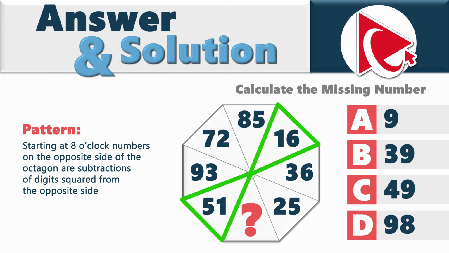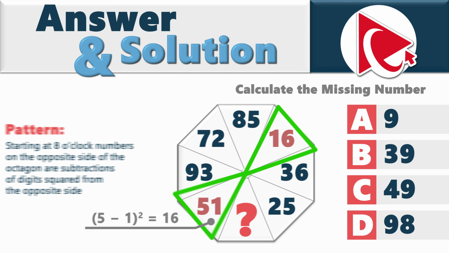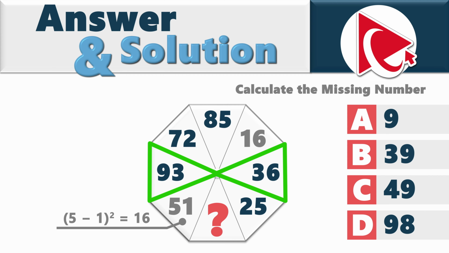Let's look at the example. At 8 o'clock, we see the number 51. At 2 o'clock, we see the number 16. 5 minus 1 squared equals 16. Let's confirm our logic with other numbers.